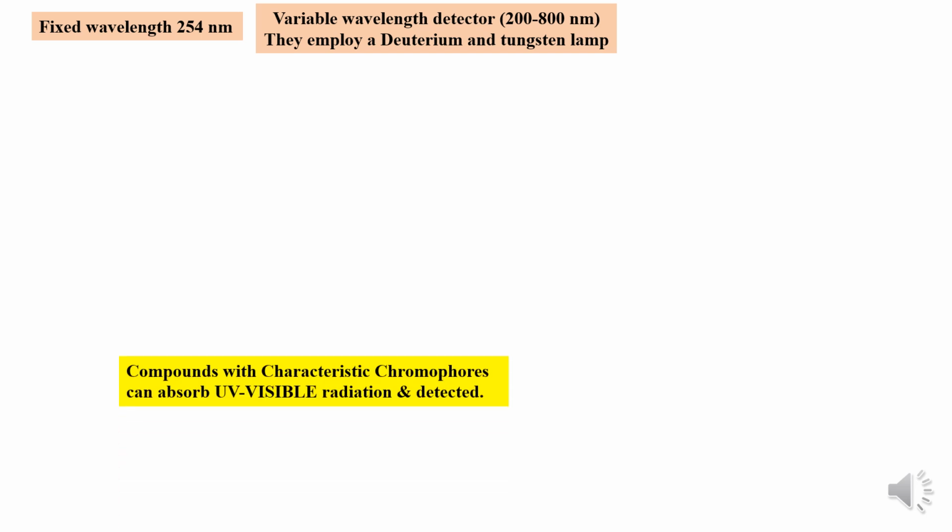Now the UV detectors, be it UV detector or UV visible detector, that is fixed wavelength detector or variable wavelength detector, both detectors work on the principle of light absorption characteristics of the sample. And why do the compounds absorb the radiation? Because these compounds bear a characteristic group called chromophores. So compounds with characteristic chromophores can absorb UV visible radiation and hence are detected.